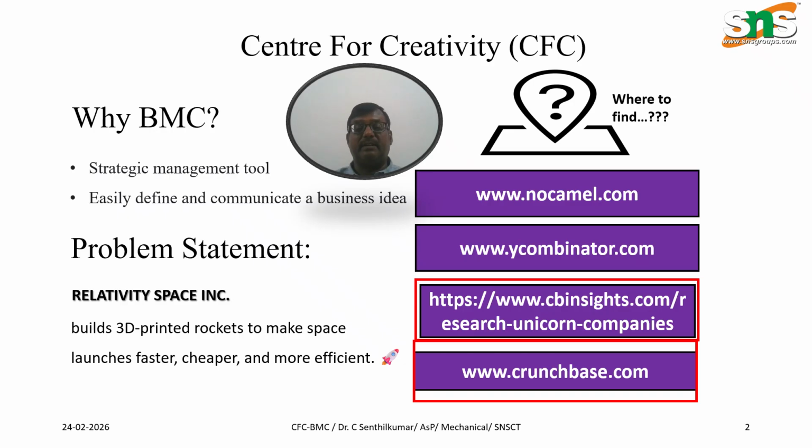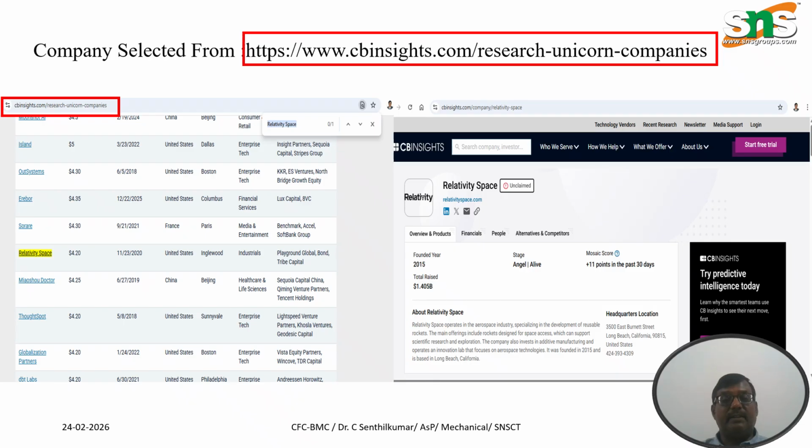Relative Space Incorporation is the company I have chosen from the startups. It comes under the Unicorn companies. It's a very big company, building 3D printed rockets to make space launch faster, cheaper and more efficient. It has its base in the US. I have taken this from the CBInsights.com research on unicorn companies, which has all the details about the company in the unicorn company list.